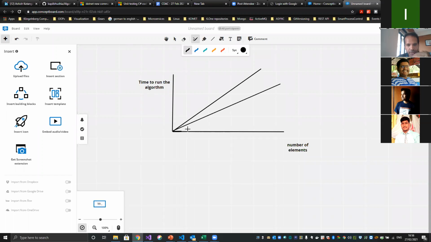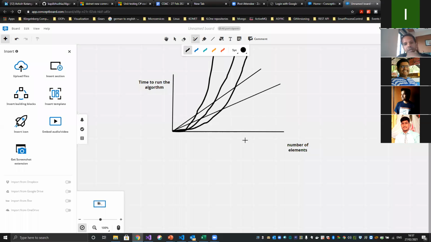So a quadratic algorithm would go something like this. Yes, this is what a quadratic algorithm would look like. Again, the slope of this can vary. Some of them might be even quicker, some might be a bit slower. So some might be like that. Basically, it's a parabolic shape. If you remember your 12th standard, it's a parabolic shape.